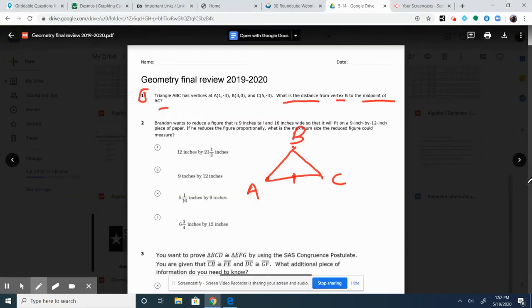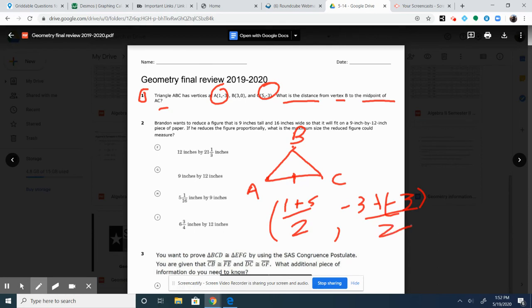So we're going to label X1, Y1, X2, Y2 up here, A and C. So 1 plus 5 divided by 2 and negative 3 plus negative 3 divided by 2. So 1 plus 5 would give us 6, and 6 divided by 2 would be 3. And negative 3 plus negative 3 would give us negative 6, and negative 6 divided by 2 is negative 3. So our midpoint of A and C is (3, negative 3).